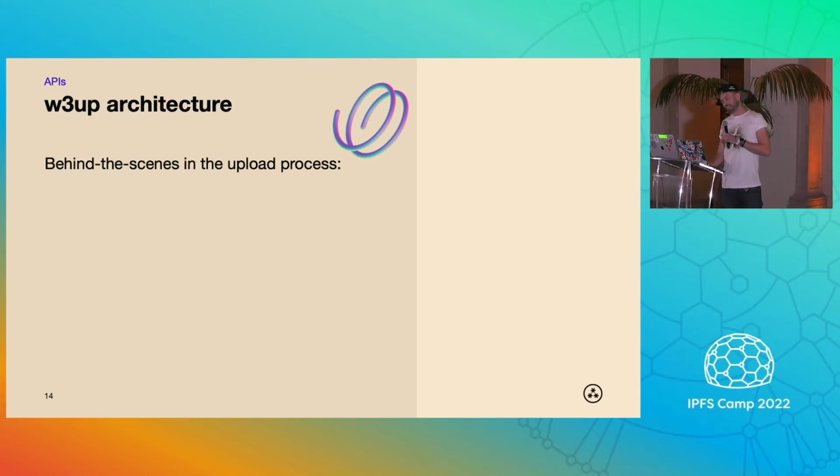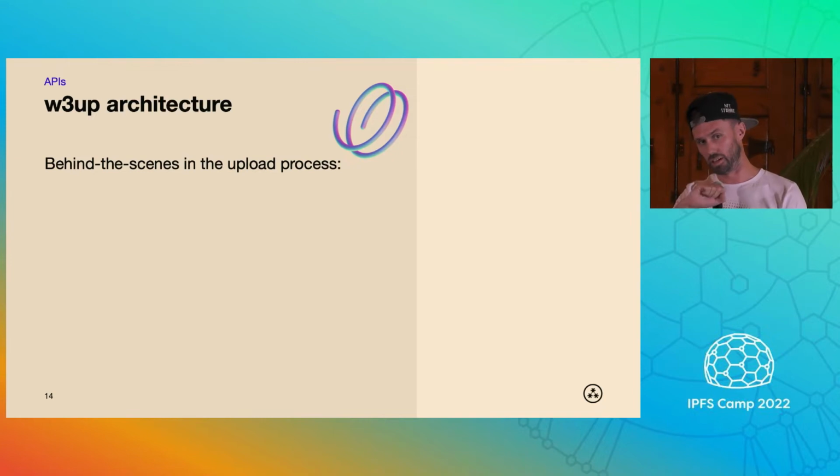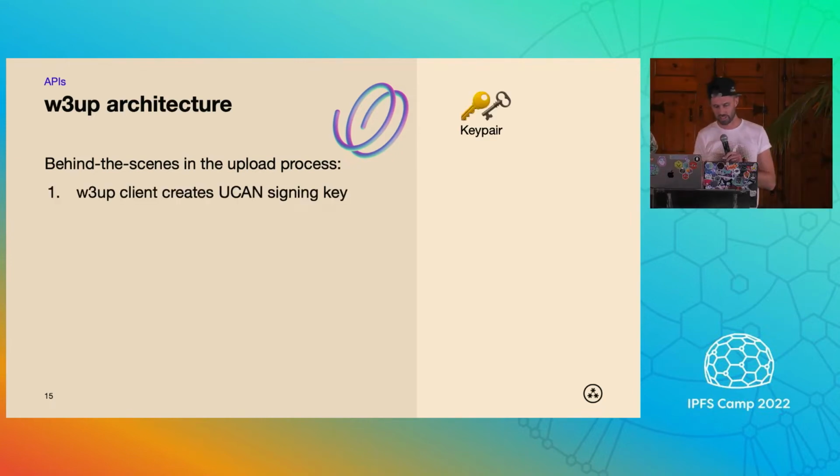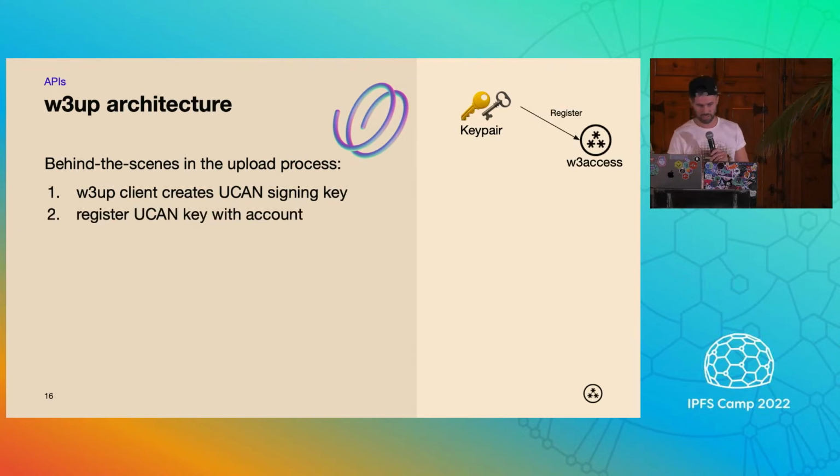So here we go. First up, you generate a key pair, which is, as you probably well know, a public and private key, and that gets us a decentralized identity, which is super rad. And then next up, we send a UCAN invocation to register that DID with the service. We call this W3 access because it gives you access to use the service.